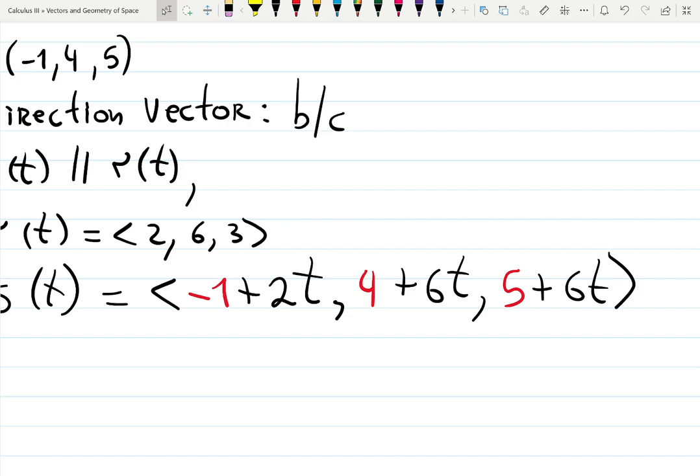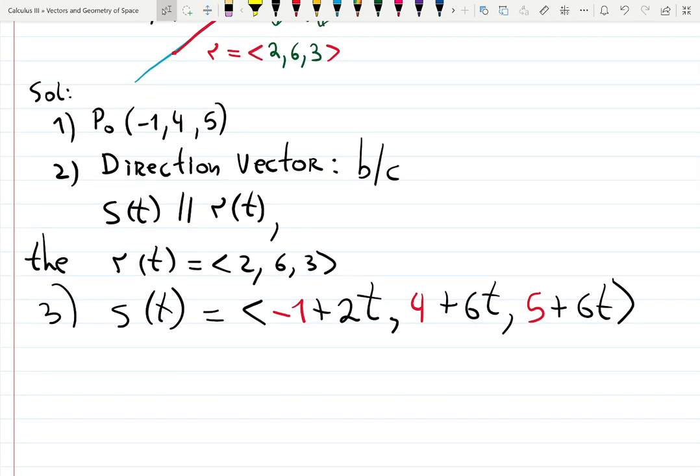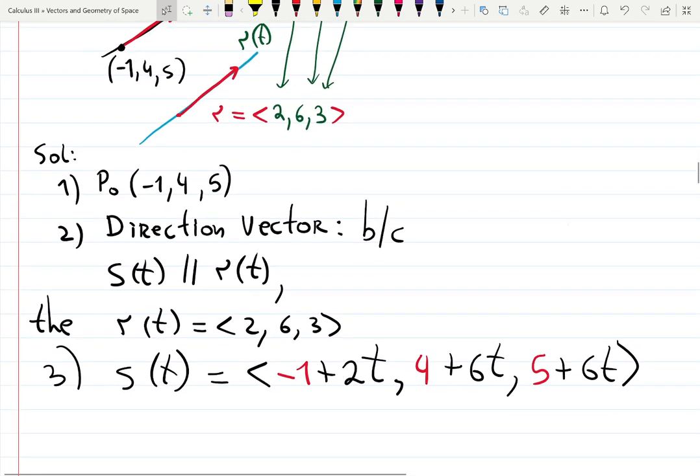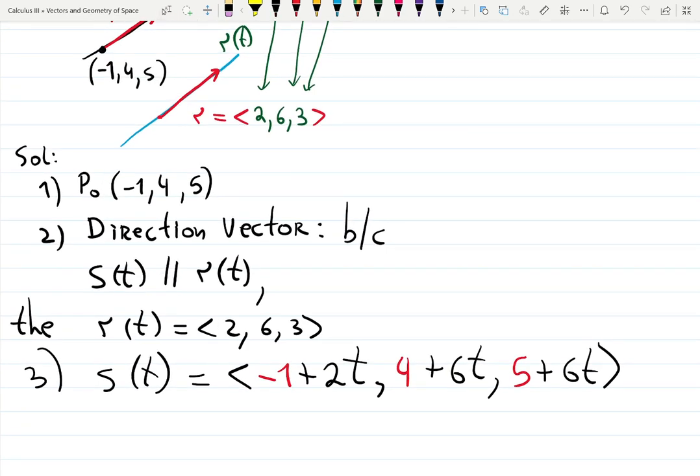Yes. So last one, should it be 5 plus 3t? Probably. Yes, you're right. 3.